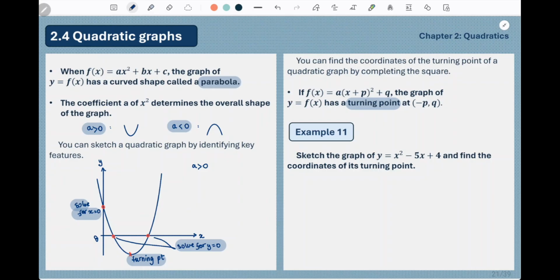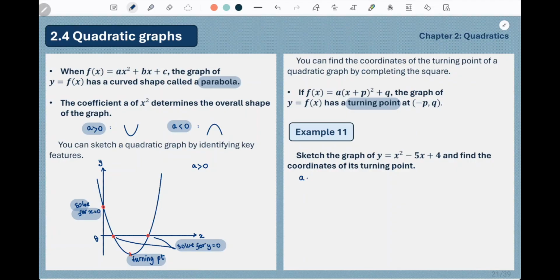Anyways, let's stop with the explanation and actually put all of this into practice. We have y = x² - 5x + 4, which we have to sketch the graph for, and we have to find the coordinates of its turning point. First of all, how is the graph going to look?